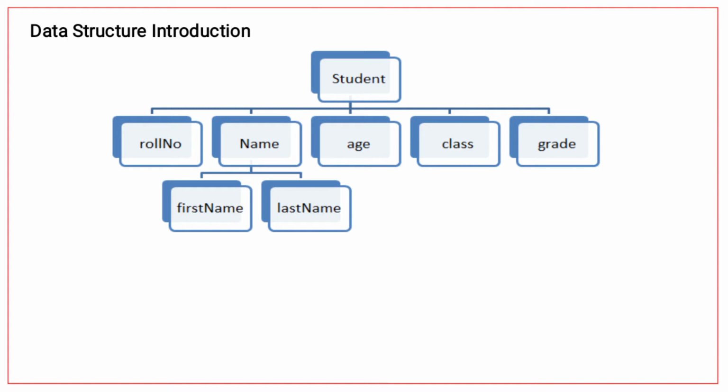Record is a collection of data items. In this figure, data items like student roll number, name, class, age, grade, etc. form a record together. Entity is a class of records. In this figure, the student is an entity. Attribute or field: properties of any entity are called attributes, and each field represents an attribute.